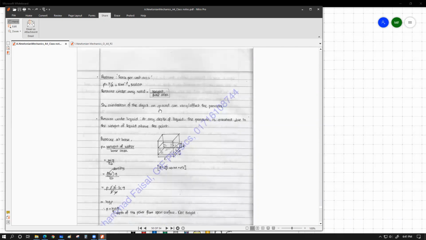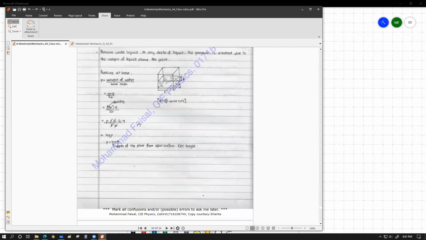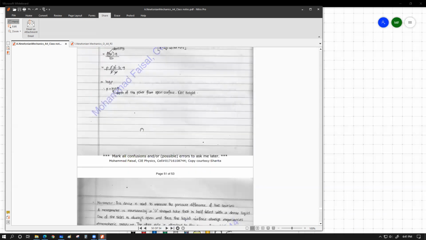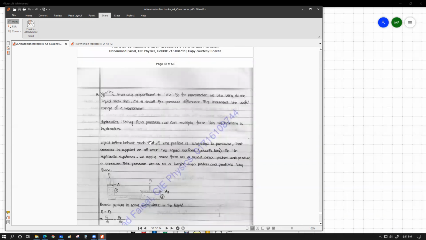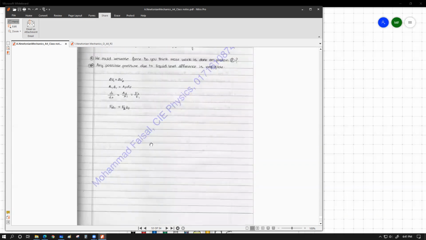And then we have the formula for pressure. And okay, today I'm going to start from manometer and barometer. I'm going to go through these parts. Where is the barometer equation?